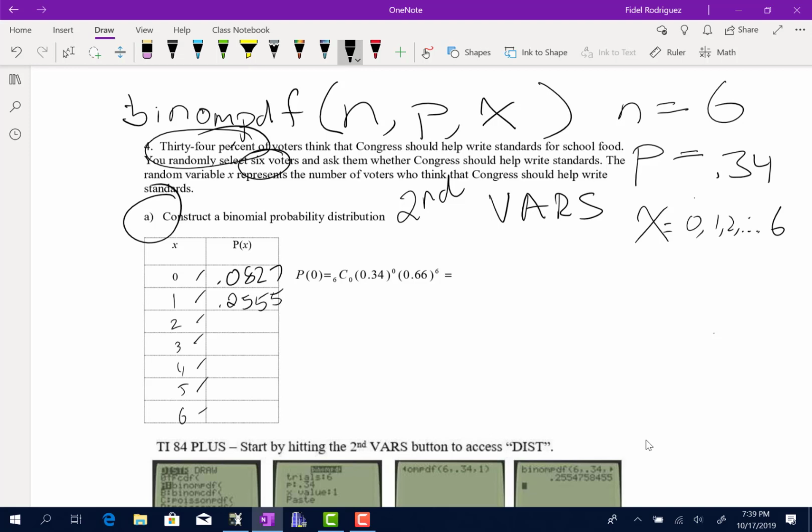What did I do wrong? So second vars. There we go. We said 6, 0.34, 0. Okay, enter. Okay, there it is. Do y'all come up with that number? Okay, and then guys, remember, if your calculator looks like this, at this stage you can just do the same thing. Hit second entry, and then all you're going to do is change that 0 to a what? To a 1. And then I'm going to keep playing this game until I go from the 1 all the way to what number? All the way to 6.